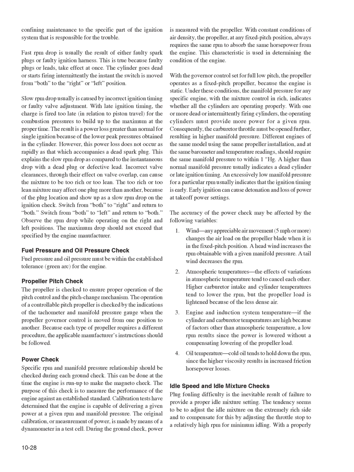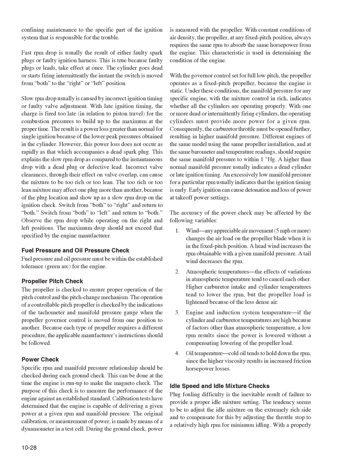Power check. Specific RPM and manifold pressure relationships should be checked during each ground check. This can be done at the time the engine is run up to make the magneto check. The purpose of this check is to measure the performance of the engine against an established standard. Calibration tests have determined that the engine is capable of delivering a given power at a given RPM and manifold pressure. The original calibration, or measurement of power, is made by means of a dynamometer in a test cell.